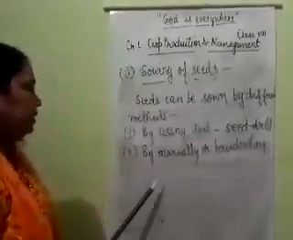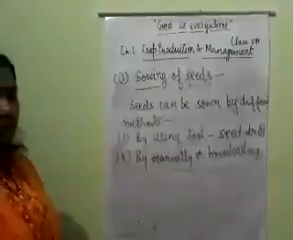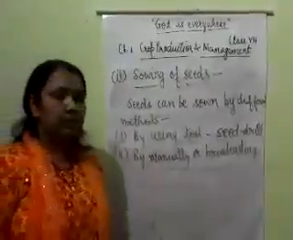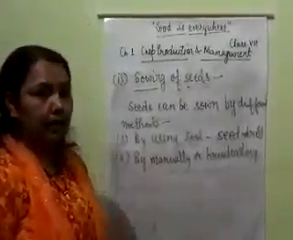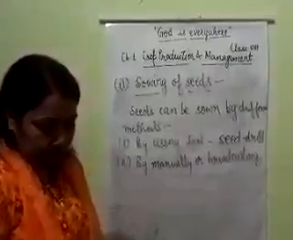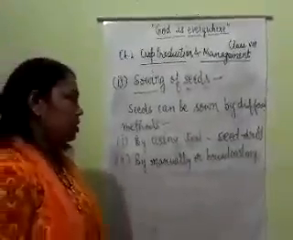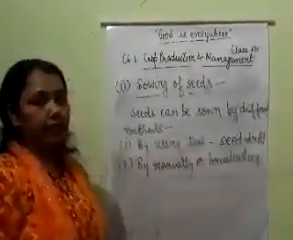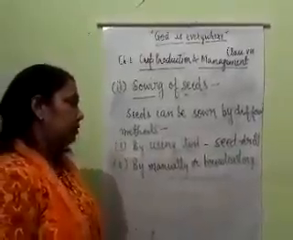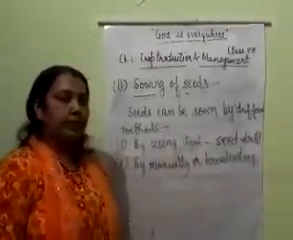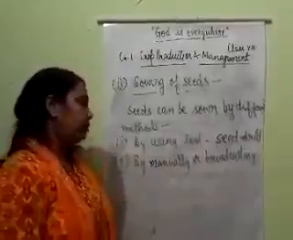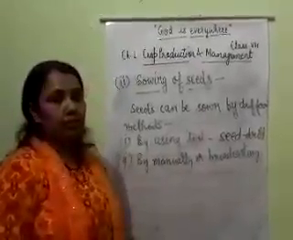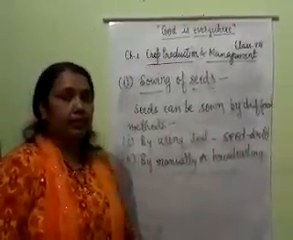And the second is manual sowing or broadcasting. In this method, seeds are scattered by hand, and they are not distributed evenly in the field, and it destroys the seeds because birds can eat them.